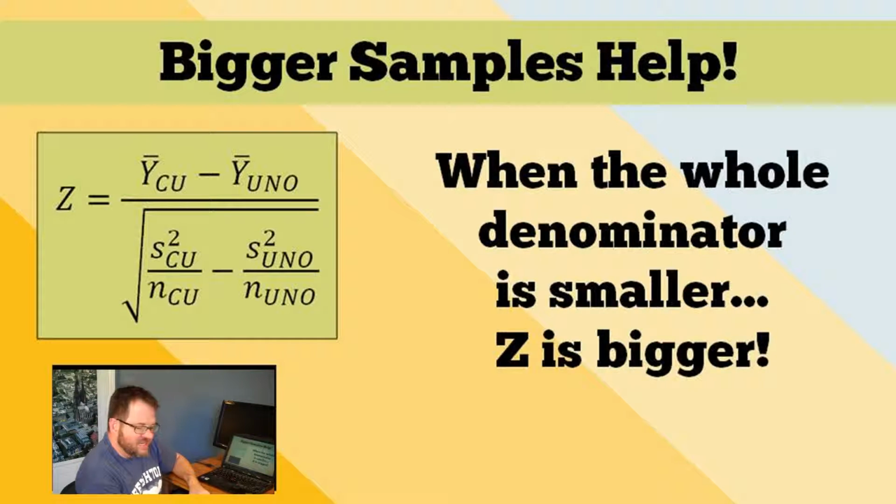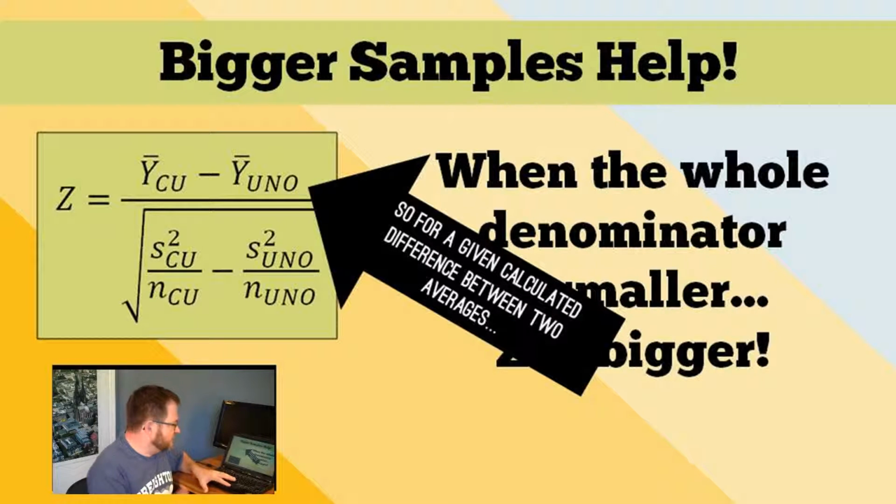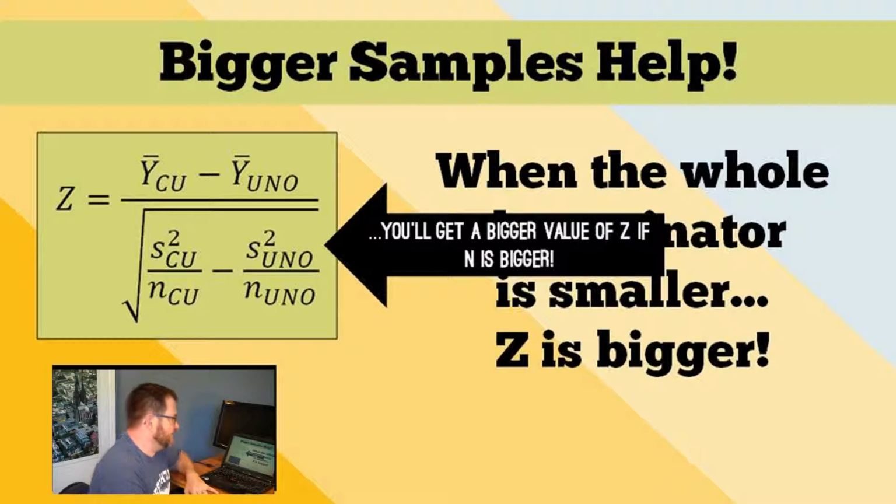So if we keep the same size difference between the two averages, but take it using more samples, like having more Creighton students in my sample or more UNO students in my sample, that gives us more confidence in our result. So for a given calculated difference, we're going to get bigger values of Z if N is bigger. That's good. That's a way out of this problem. But this trade-off between alpha and beta is one of the nasty problems every kind of scientist works with.